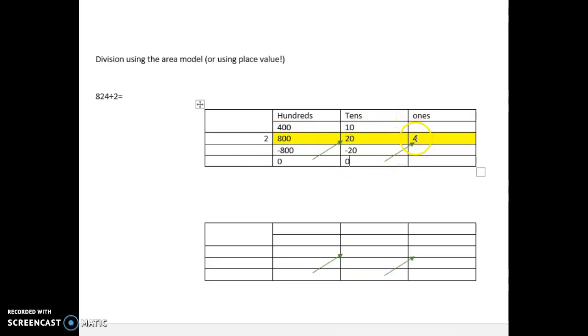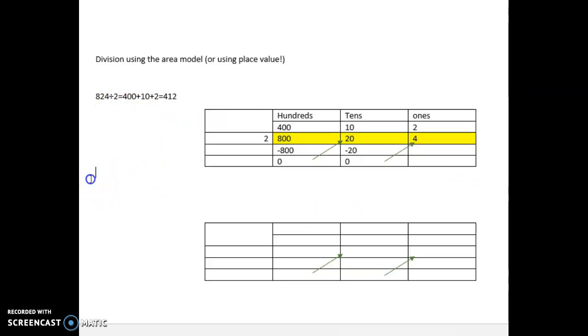2 times what was 4? 2 times 2 is 4. And that makes 400 plus 10 plus 2, which equals 412. Okay, so this one we can figure out pretty simply if we wanted to with our standard algorithm, because there isn't any regrouping in this problem, and you can see a basic fact. 2 goes into 8, 2 goes into 2, and 2 goes into 4 evenly with no problems there. So this is a simple version of the area model that we've been doing.